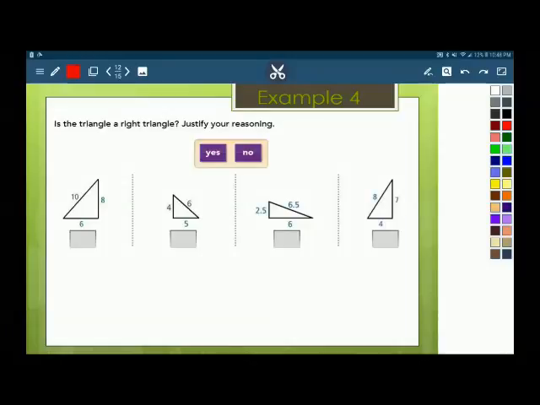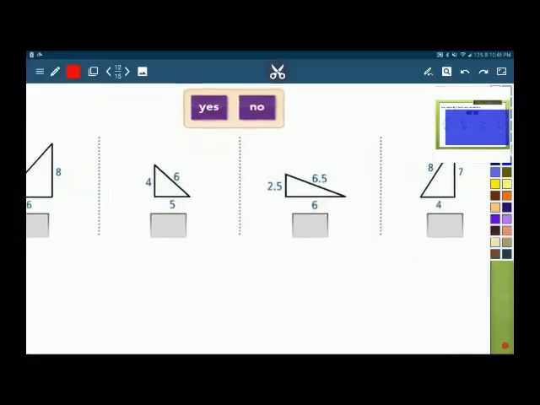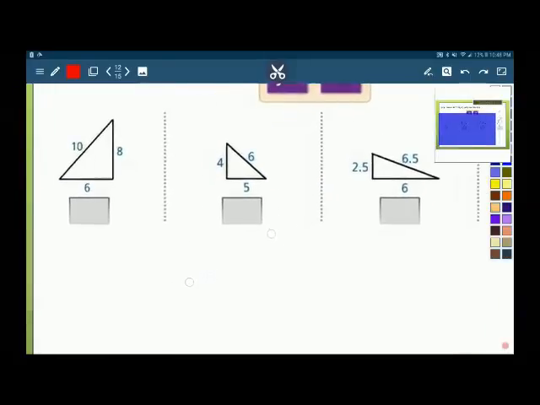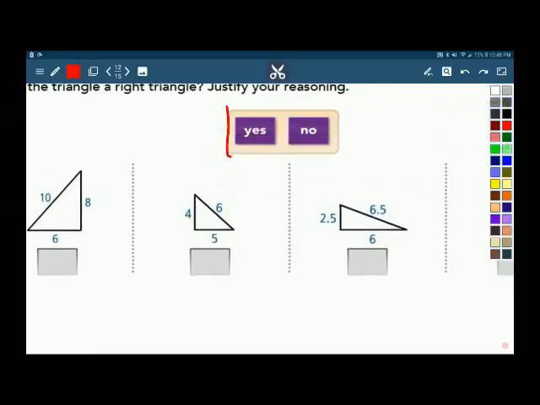All right, so my last example, what I want to do with the Pythagorean theorem is actually show if a triangle is right. Now, if a question asks you, is the triangle a right triangle and justify, they are always going to make it look like they are right triangles, but they're not going to actually draw the right triangle symbol in the triangle. So what your job is to actually apply the Pythagorean theorem, and these are your two options, yes or no. Is it a right triangle or is it not?